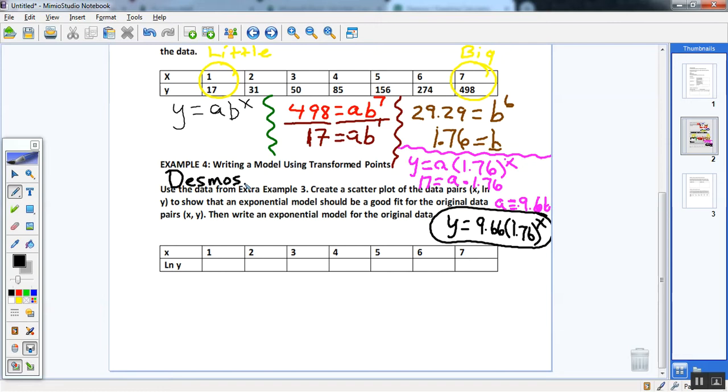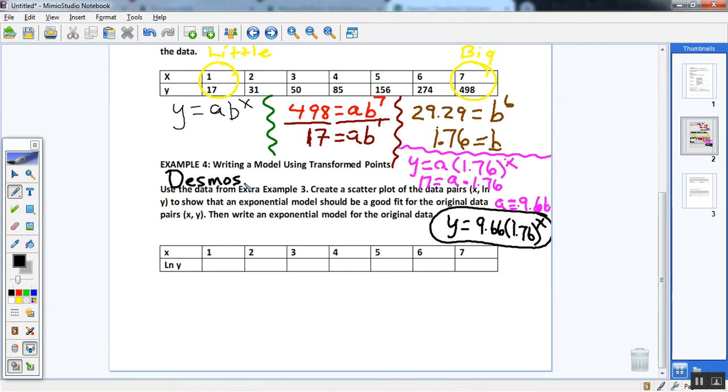Okay? Let's do this. I need some help, kids. Who's willing to take the natural log of 17 for me? We'll put those values. I need someone to do 31. Natural log of 31. Ellie, you got 31. Who's got 50? Natural log of 50 for me. P, who's got natural log of 85? Thank you, Maddie. Who's got natural log of 156? Carly, natural log of 274 for me. Who's on that? Jazzy, and I need someone to do natural log 498 for me.